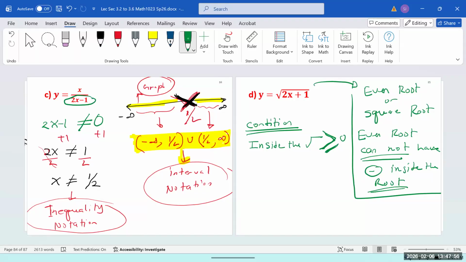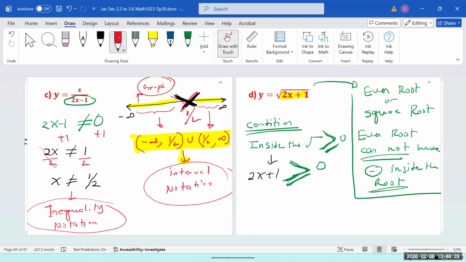So what do we have this time inside our radical? What is this? 2x plus 1. So inside the radical, we have 2x plus 1. That 2x plus 1, not the x, the entire 2x plus 1, must be either positive or it can be equal to 0. And now solve for x.